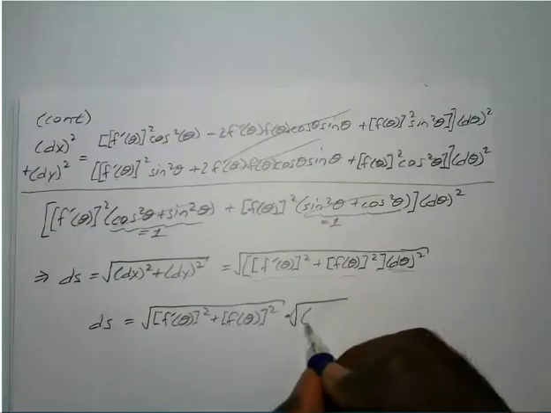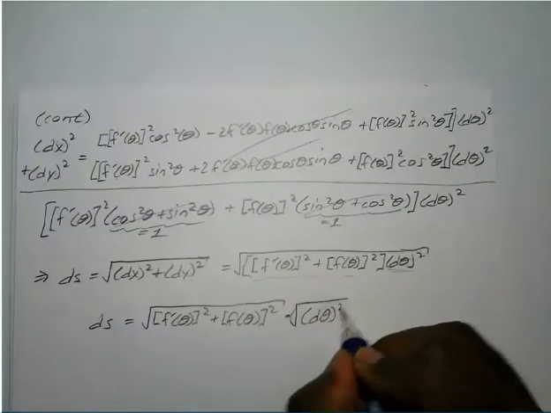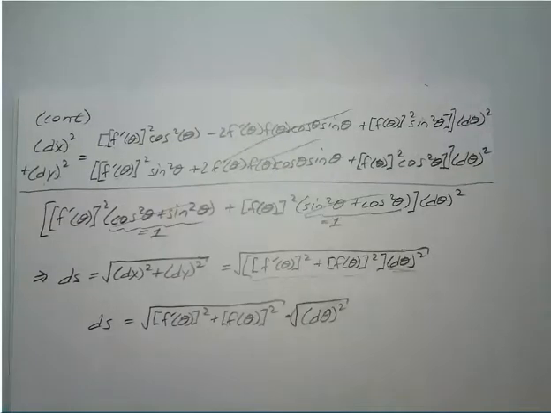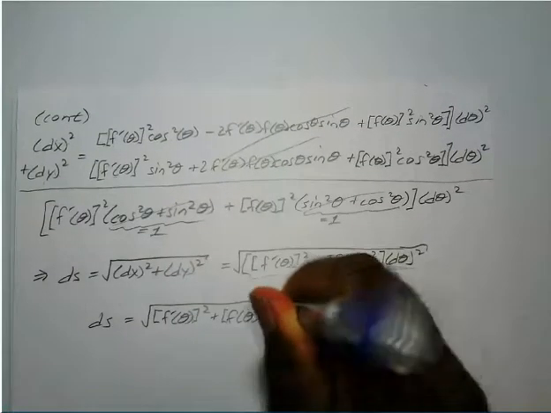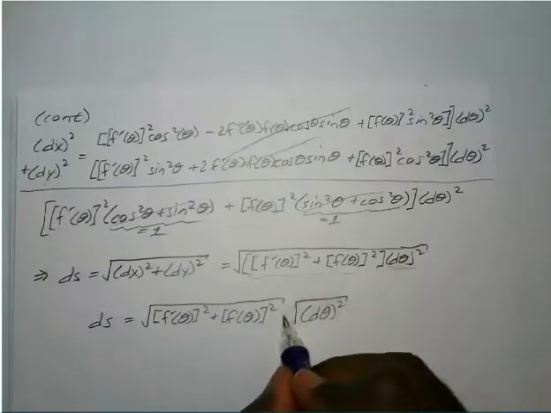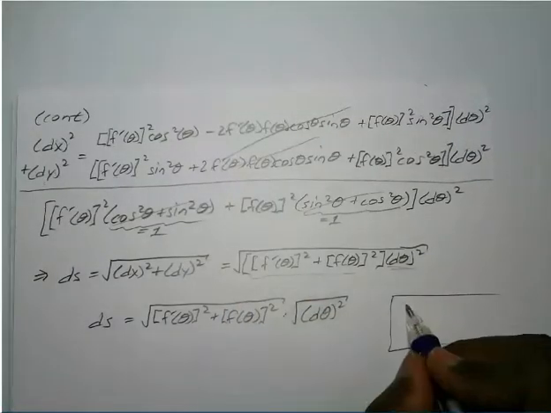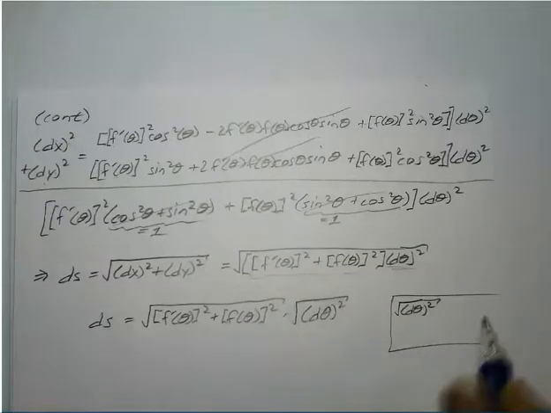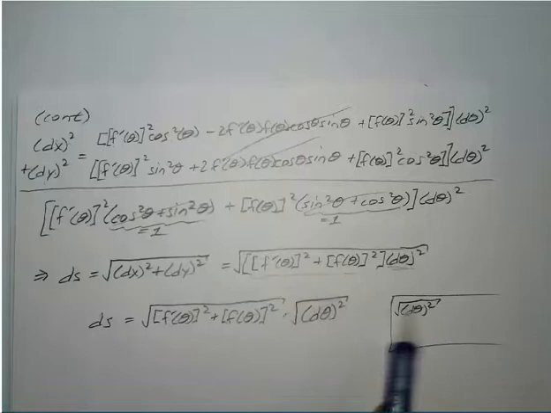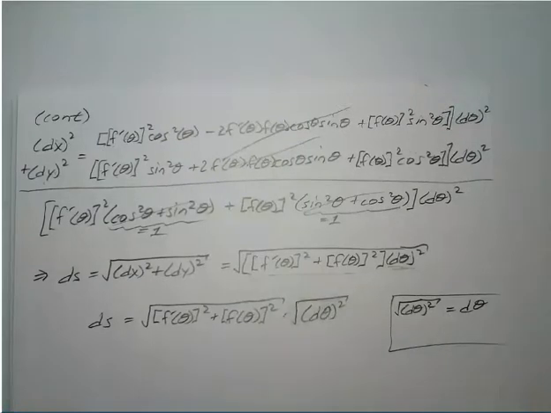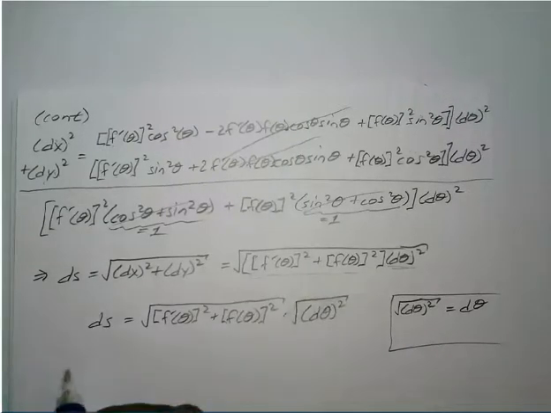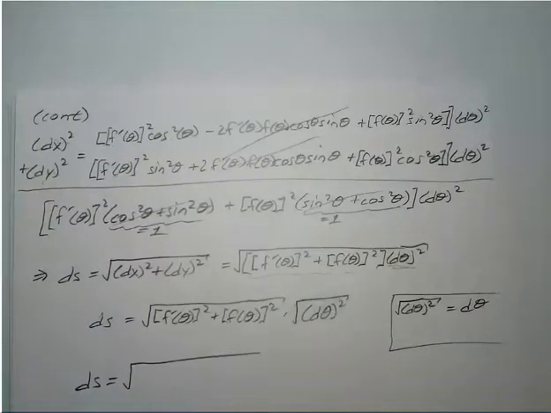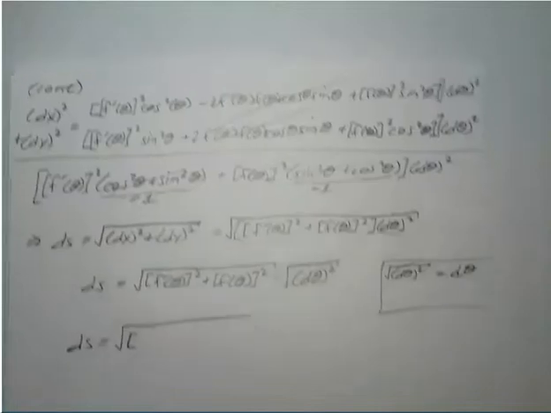I'll put the square root here and d theta squared. There we go, just to keep up with the previous. Okay, so if we go ahead and separate that, we see that the square root of d theta squared, because the exponent and index cancel out, is just d theta.